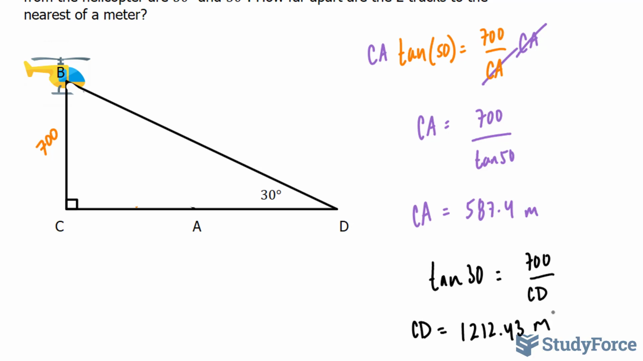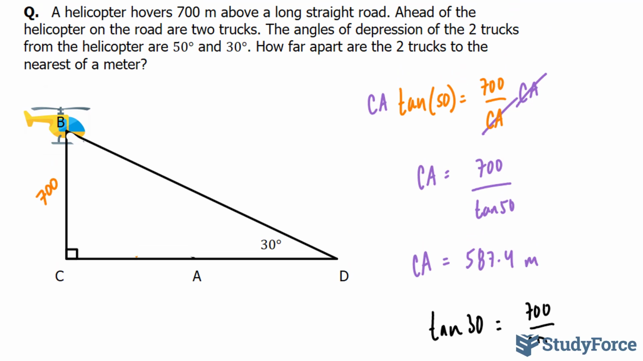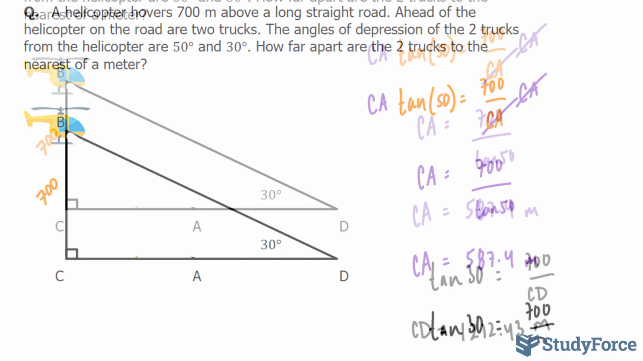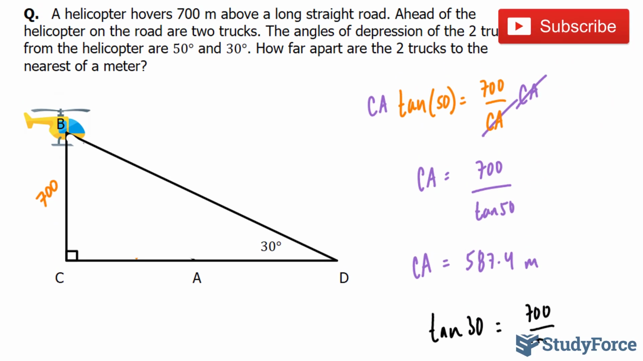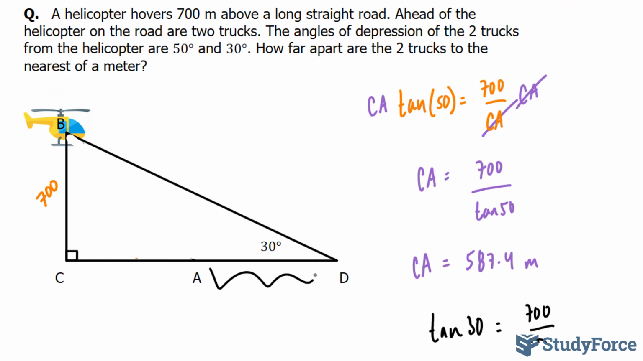So let's make sure that we've answered the question correctly here. How far apart are the two trucks to the nearest hundredth of a meter? So we haven't answered the question fully. What we haven't done yet is subtract the distance from here to here and the distance from here to here. This will give us the distance for AD. So let's go ahead and do that.